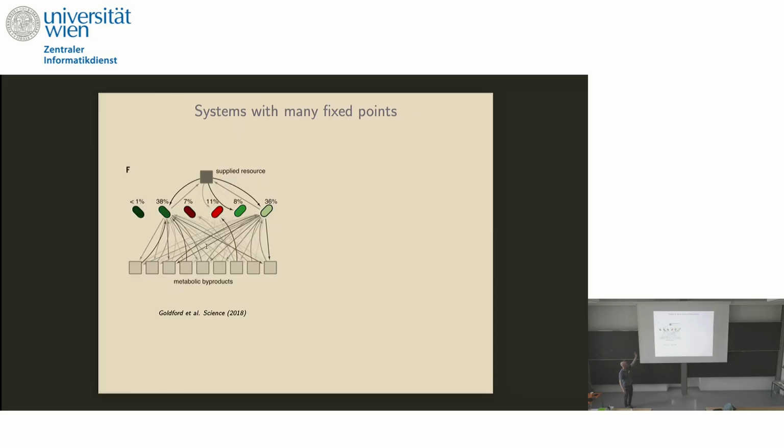I mean, there's 6, but this is a cartoon. We have many, many species and many, many different, in this case, metabolic byproducts that they produce, and they're feeding on them and producing them. And you can imagine that for this system, there's maybe many, many ways I can make this system a stable fixed point.